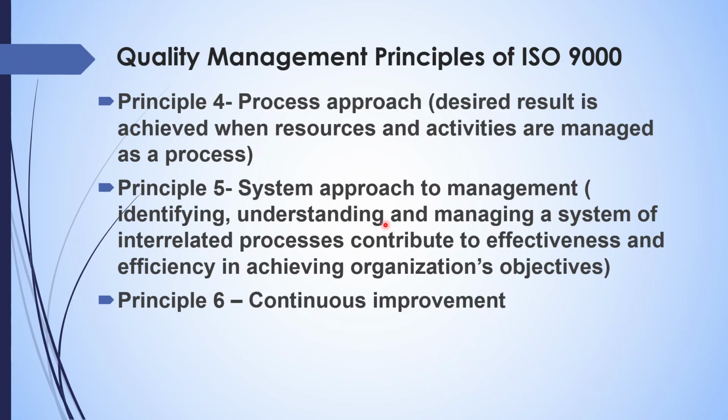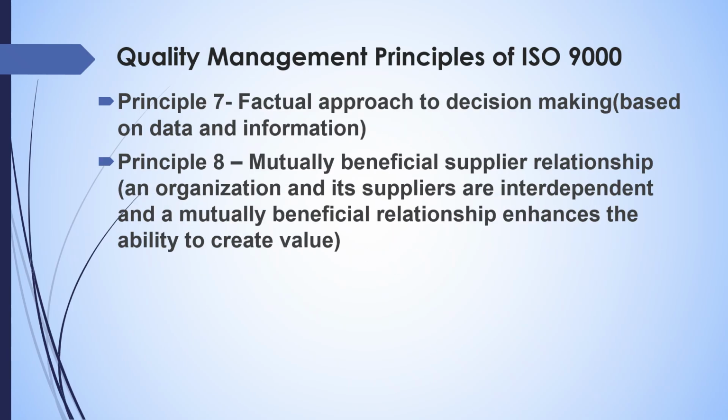Then continuous improvement. So always improve. So if one portion is improved, then look for another opportunity for improvement. So continuous improvement. Then factual approach to decision making. So it should be based on data and information, not based on assumptions. Assumptions may be wrong, but if data is there and the data says your fall rate is high, your hospital acquired pressure injury rate is high, if the data is saying so, it is. So work on it.